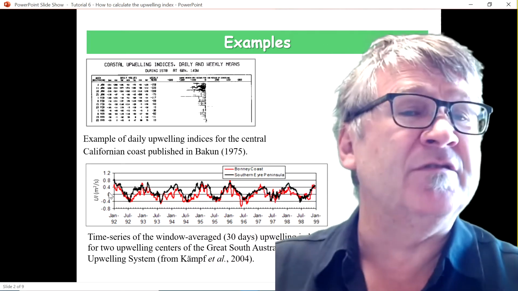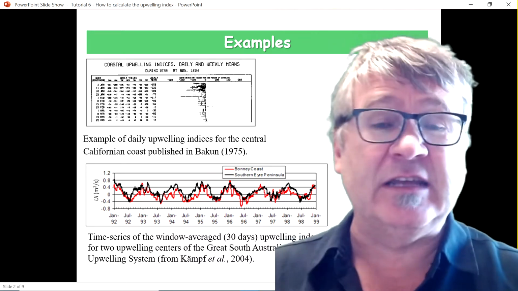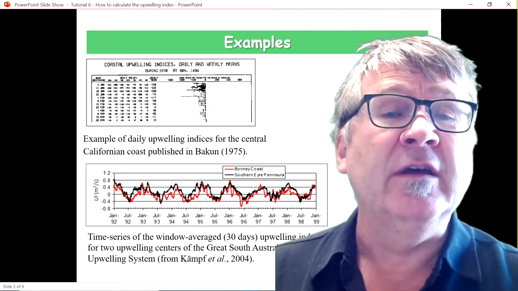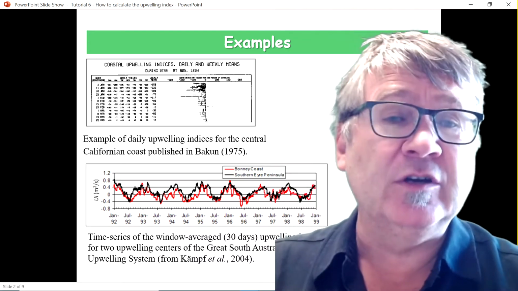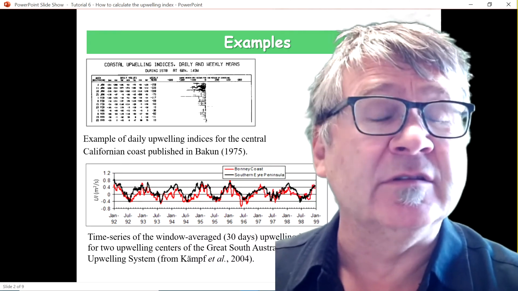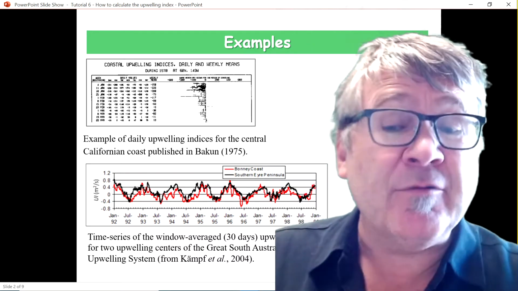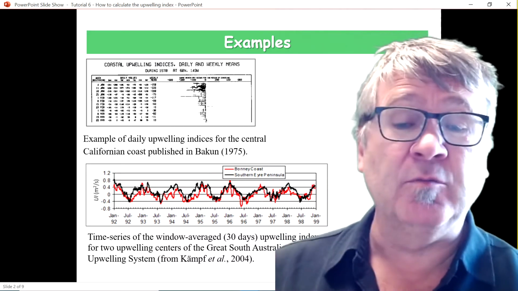You might be confused to see meter square per second, but essentially the upwelling index is the volume transport for each meter of a coastline per second. And this is why it turns into an area rather than a volume. Anyway, don't want to confuse you.